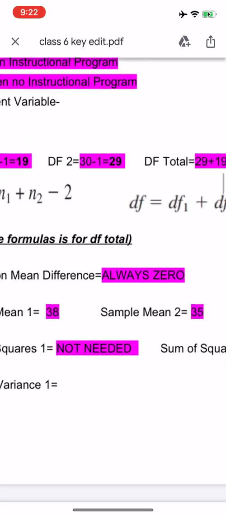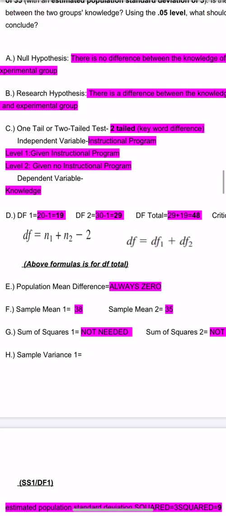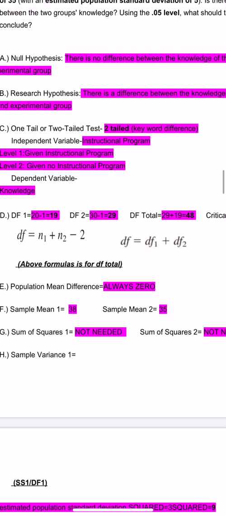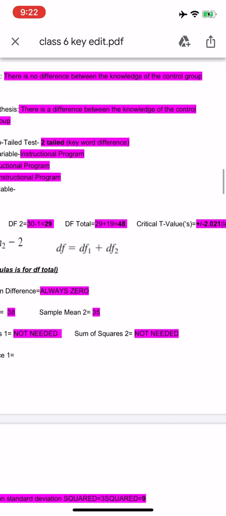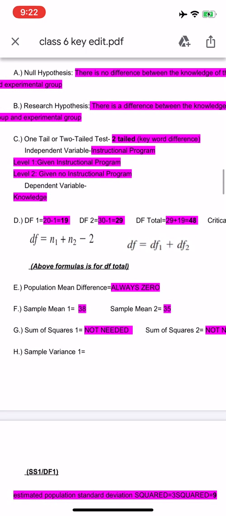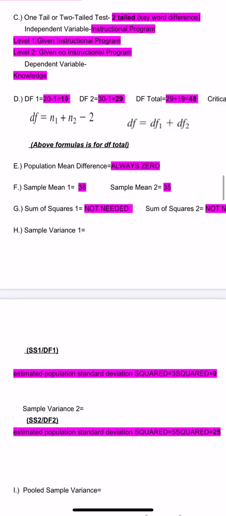Population mean difference, again, always 0. Sample mean, given, 38. Sample mean 1. Sample mean 2, given, 35. Sum of squares 1, not needed. Sum of squares 2, not needed. Why? Well, we're given the estimated population standard deviation, right? That's 3. It was given to us in the text.